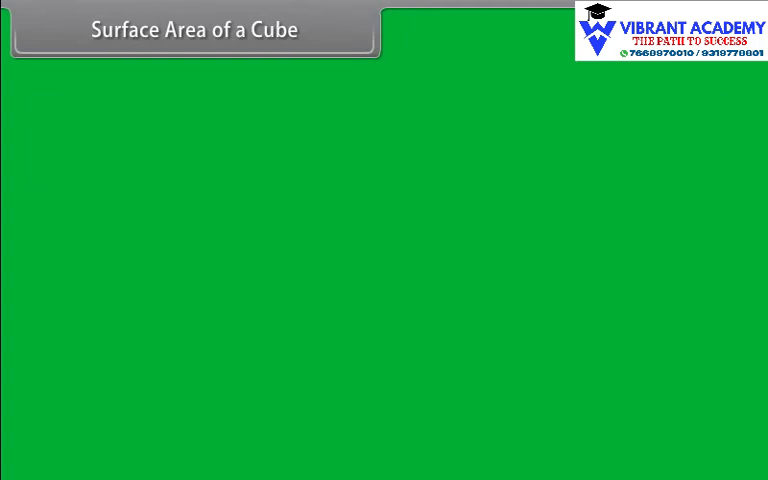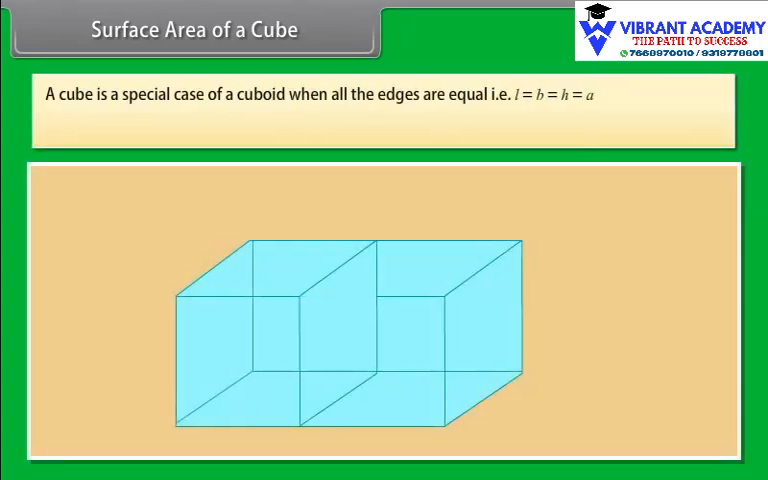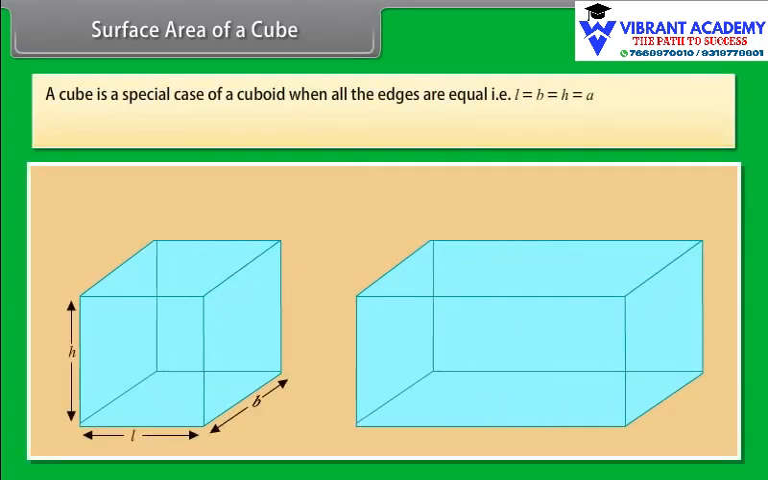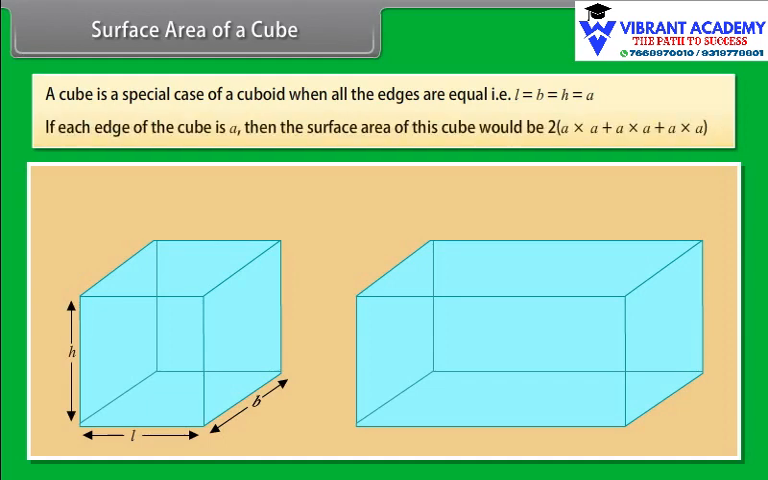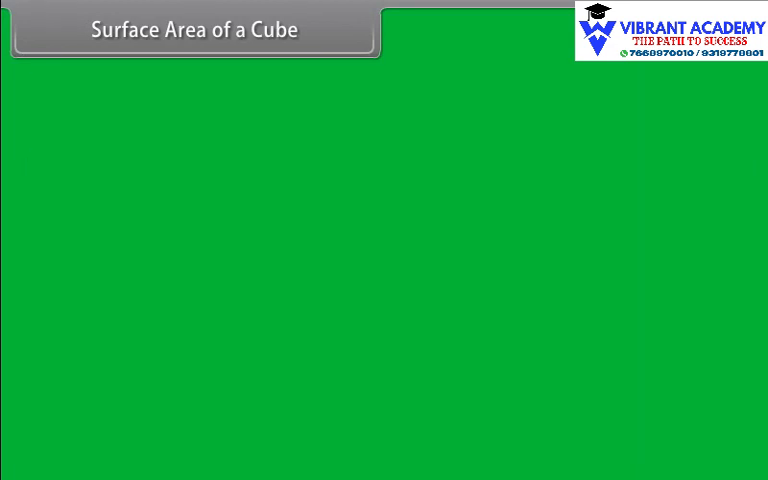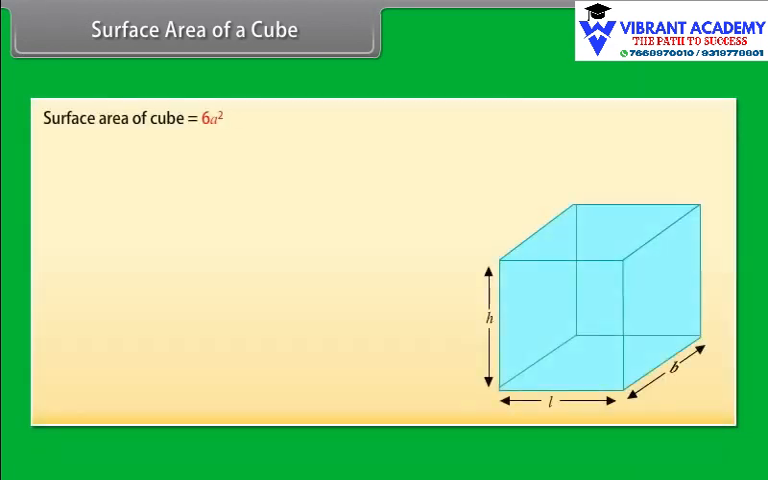Surface area of a cube. A cube is a special case of cuboid when all the edges are equal, that is, L is equal to B, which equals H, which is equal to A. If each edge of the cube is A, then the surface area of this cube would be 2 into (A into A plus A into A plus A into A), or we can write it as 6A square.